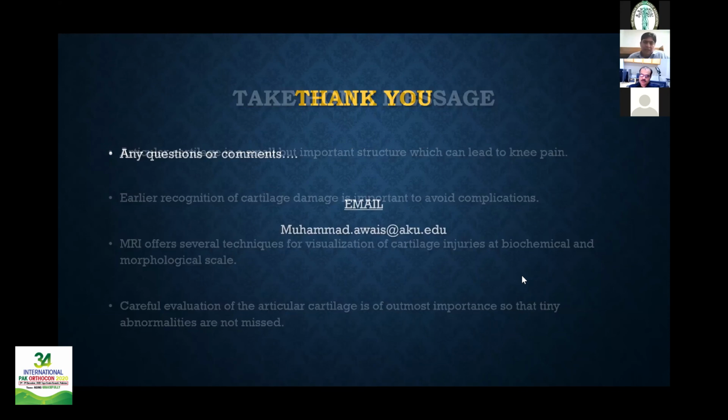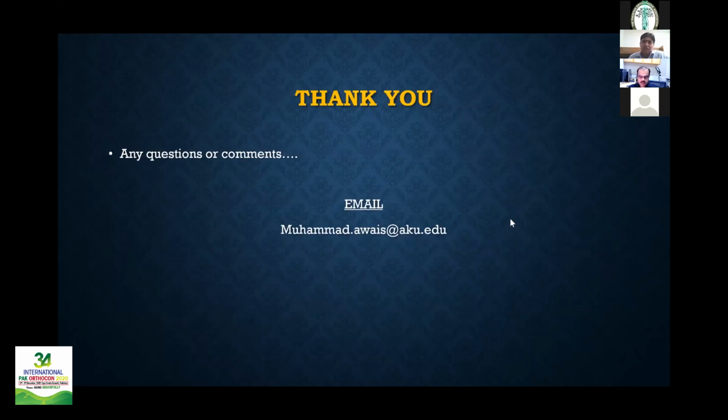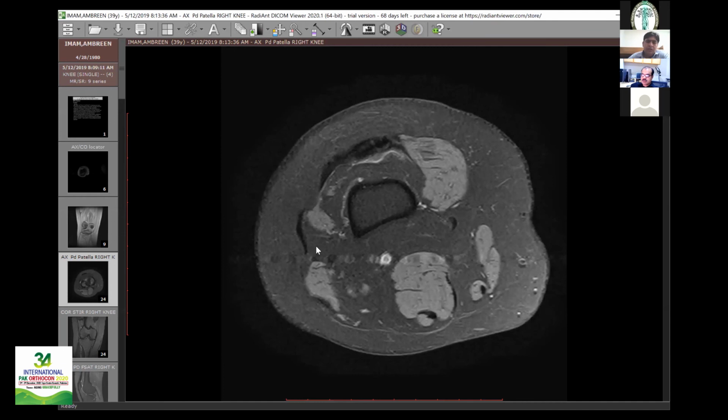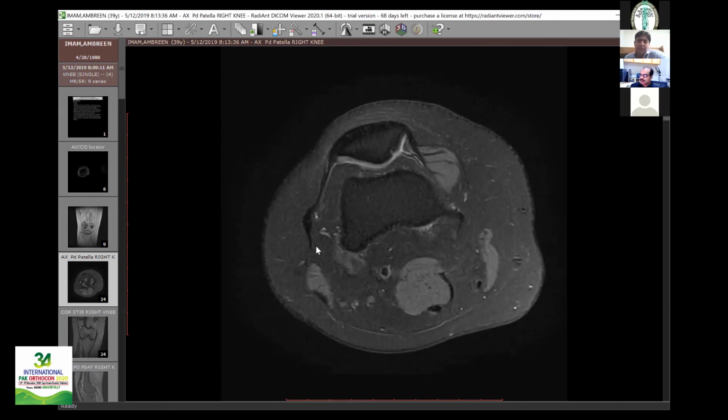I will share a few interactive cases for the evaluation of the cartilage. Let me just share my screen. This is a case of a lady who presented with knee pain. If you can appreciate here, there is a small hyperintense signal extending from the cartilage into the underlying bone. So this is a subchondral change involving the cartilage with a tiny osteochondral fissuring.